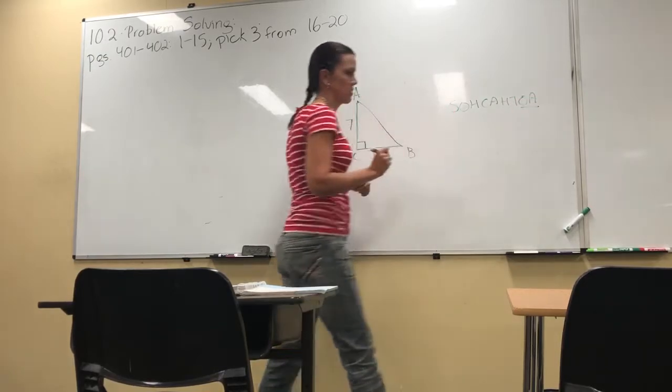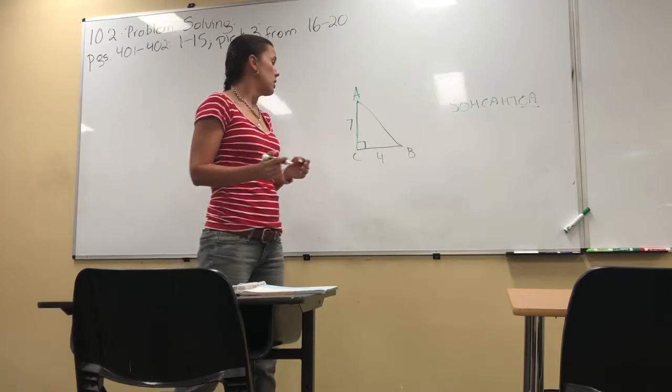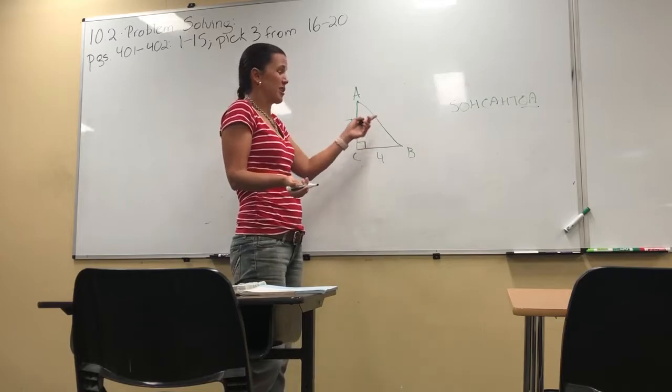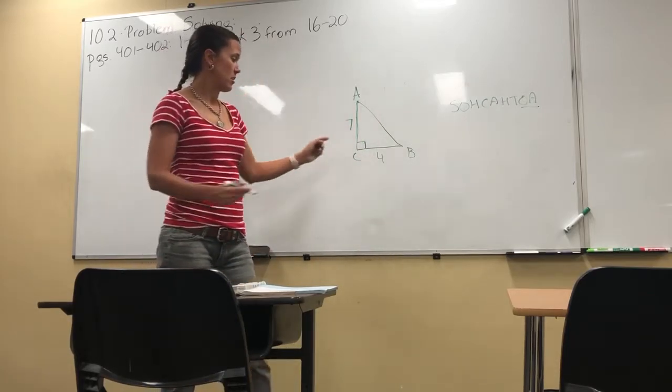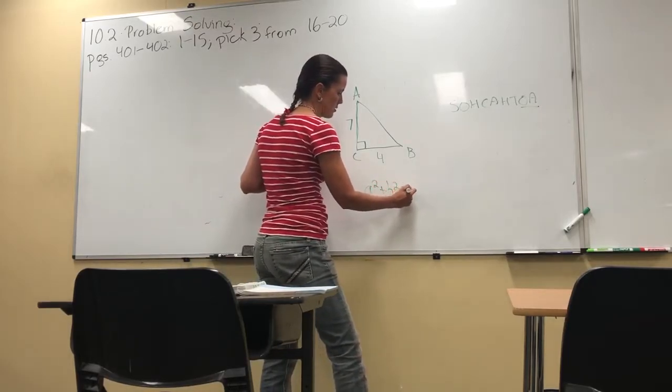There's opposite over adjacent, right? So that's tangent. So we could do inverse tangent. But we could also just use the Pythagorean theorem and come up with c real quick, and then we don't even have to use any of these inverses, right? So what's the Pythagorean theorem? It's a squared plus b squared equals c squared.